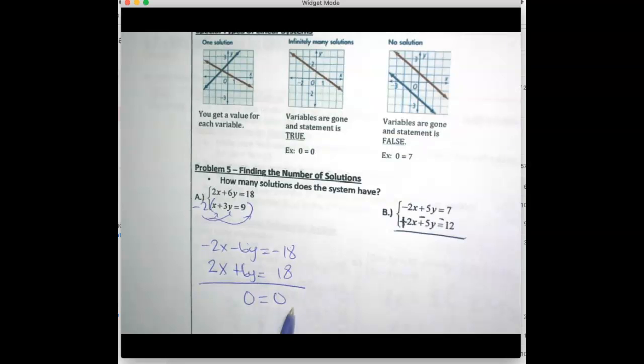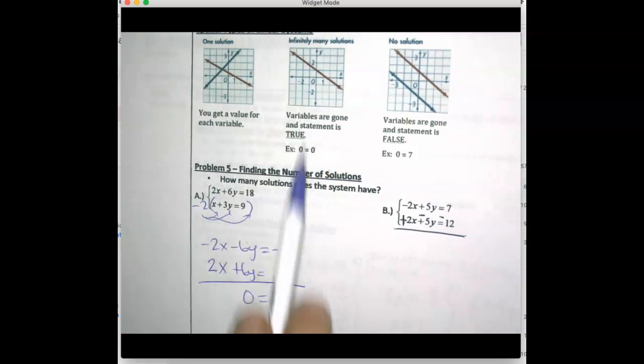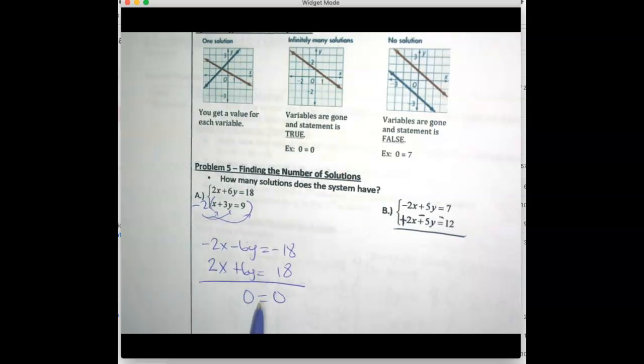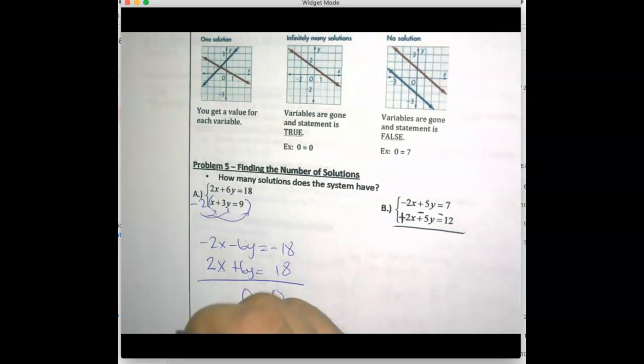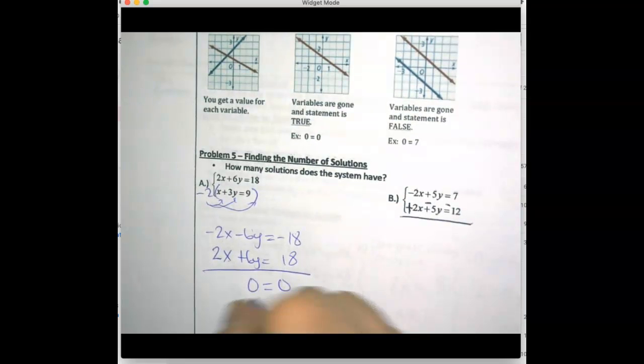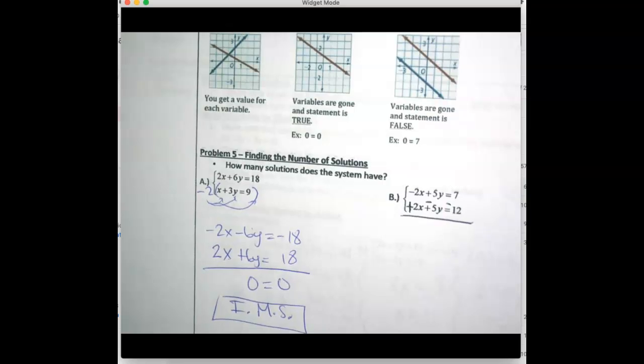So when I end up with 0 equals 0, I have to know that the answer is actually infinitely many solutions, as it shows me here. If all the variables zero out, and I end up with a statement that's true, like 0 equals 0, then I do have to remember a true statement will result in infinitely many solutions, or an infinite number of solutions.